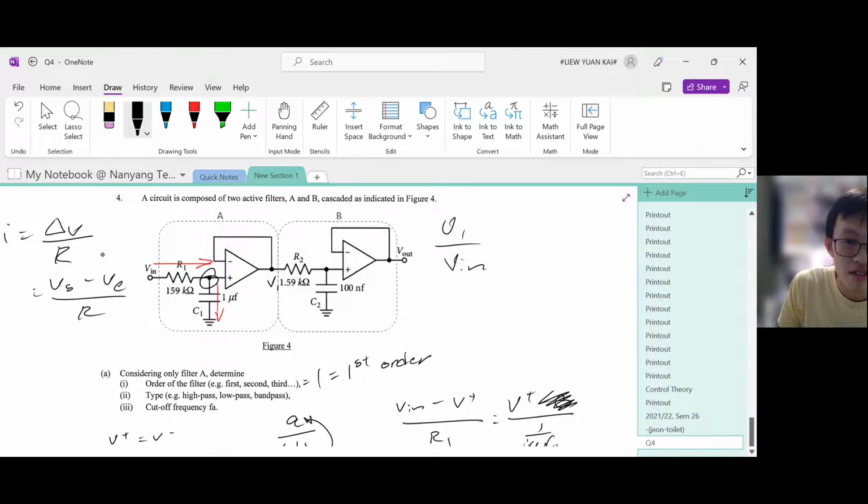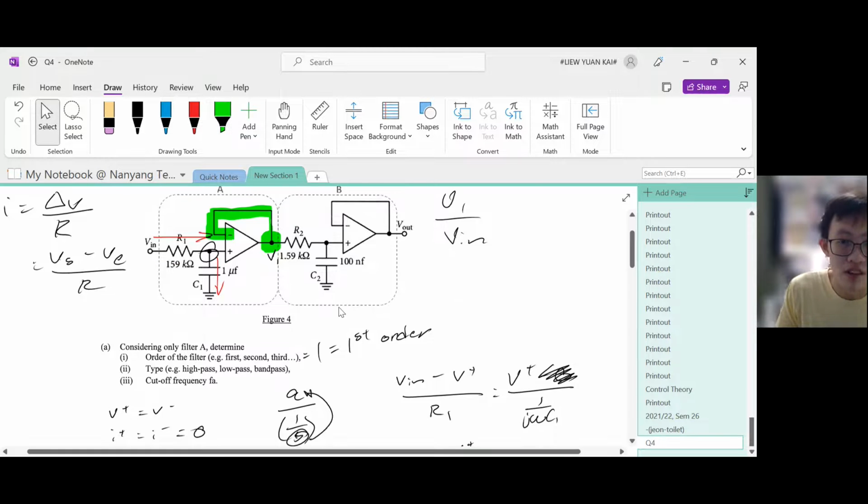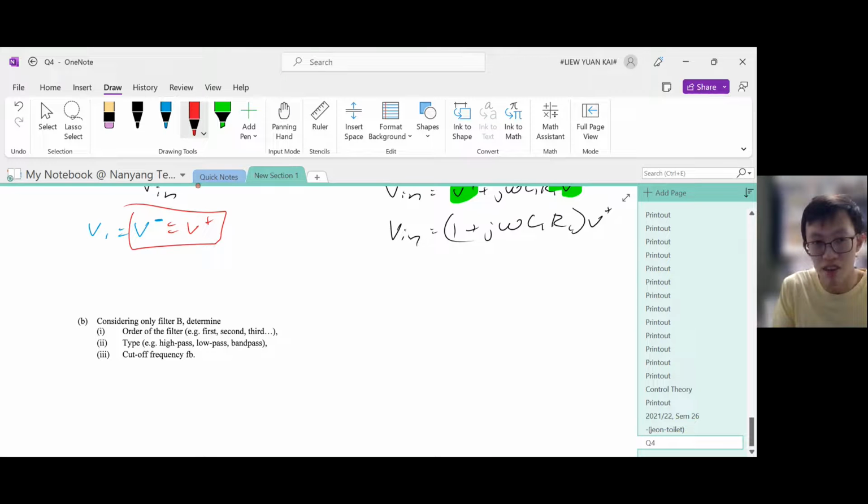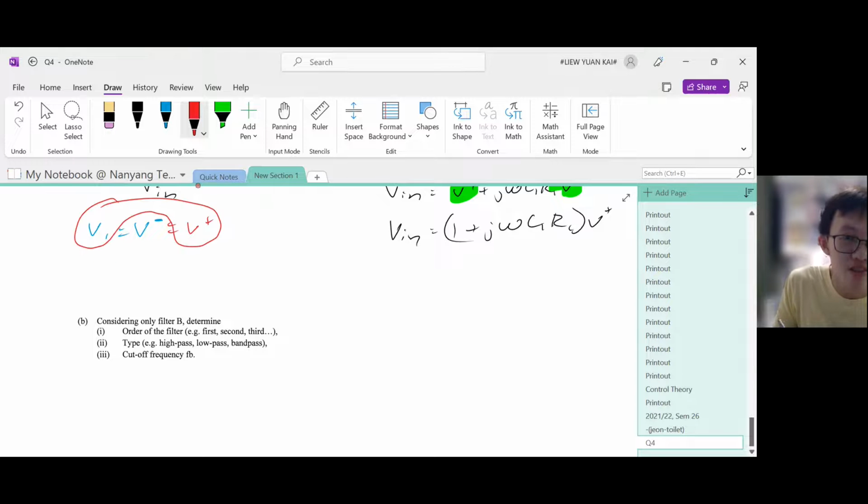Yeah. So remember, look at this. This is V1, correct? And V1 is connected to the negative terminal of the op amp. So that means we know V1 is equal to V minus. But we know from op amps that V minus is equal to V plus. This is a property of op amp. And we know from the diagram V1 is equal to V minus. Therefore, we can say that V1 is equal to V plus.